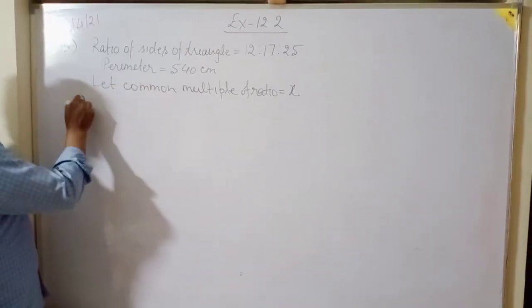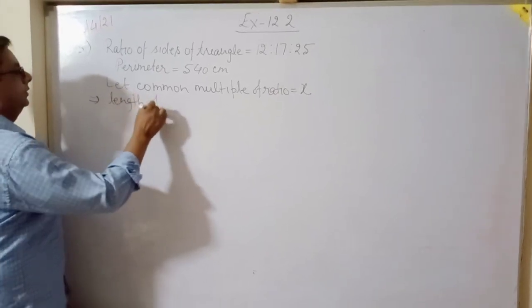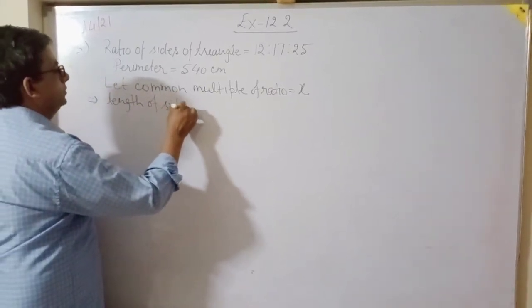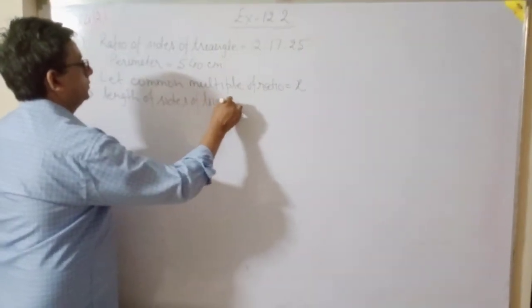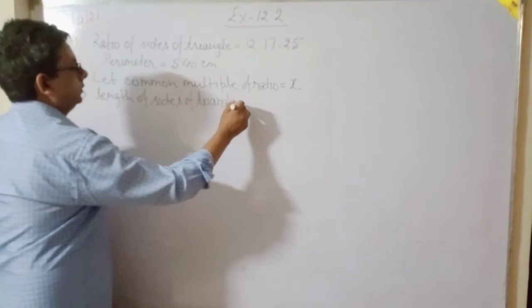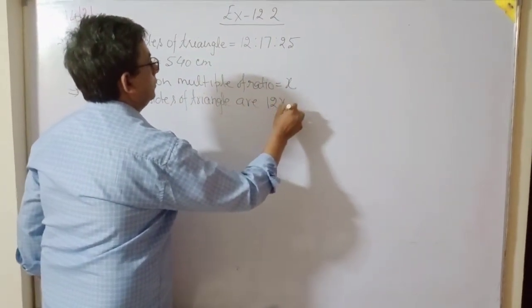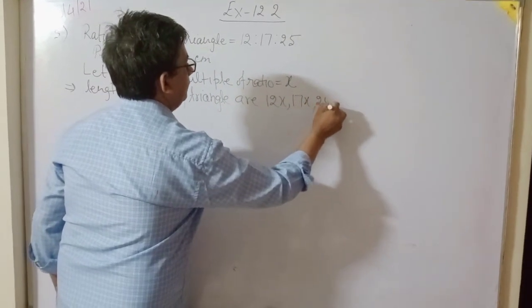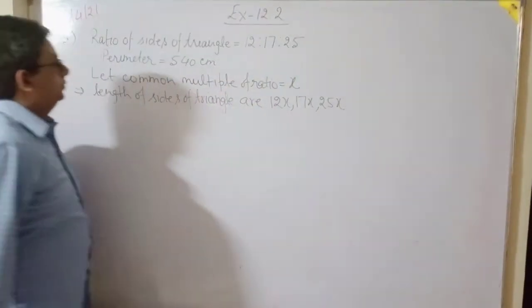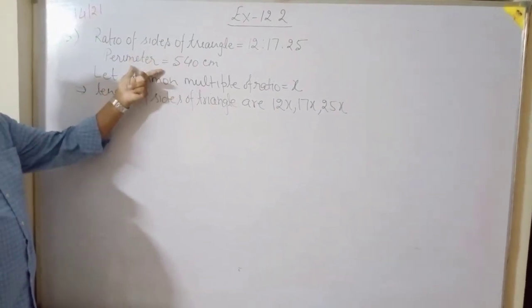This implies that the lengths of the sides of the triangle are 12x, 17x, 25x. So we use this part. Now we will use this part.